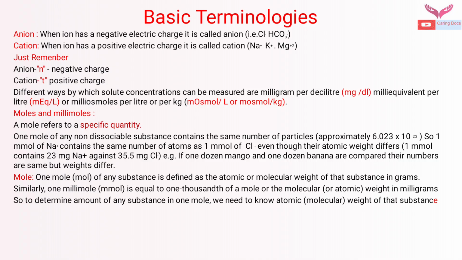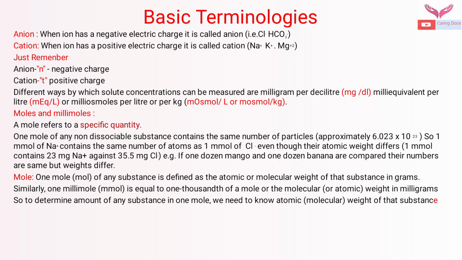Let us discuss about basic terminologies. Anion is the ion which has a negative electric charge, like chloride, bicarbonate. Cations have a positive electric charge, like sodium, potassium, magnesium, calcium, aluminium. Just remember, anion has a N, so it is a negative charge. There are different ways by which solute concentration can be measured. It can be measured as milligram per deciliter, milliequivalent per liter, millimoles per liter, or milliosmol per kg.